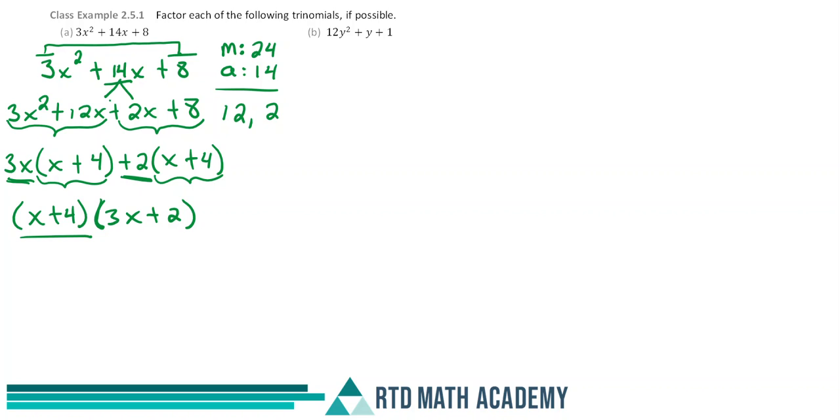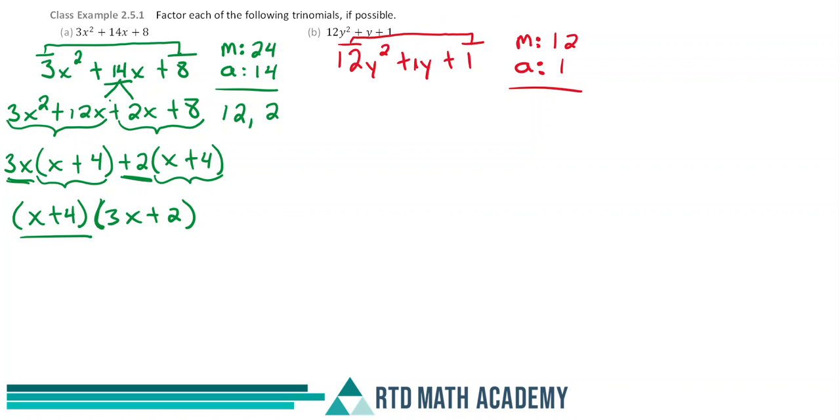So let's try the next one. Here I'm going to write it one more time. So we've got 12y squared plus y plus 1. Sticking to our same method, I'm going to find numbers that multiply to 12 times 1. So I'm going to write an m up here and say the numbers I'm looking for need to multiply to 12. And then they need to add to, well, there's no number there, but there really is a 1 sitting there. So they need to add to 1.